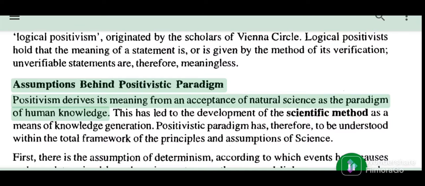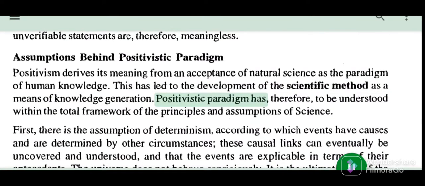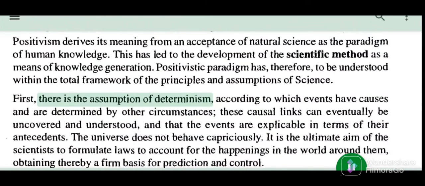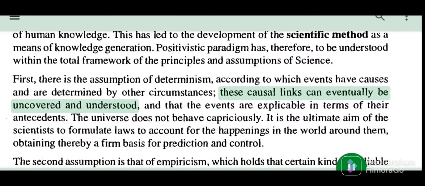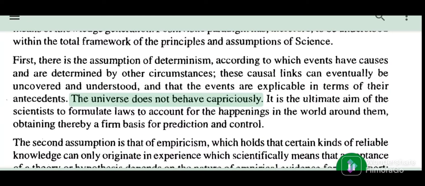Assumptions behind the positivistic paradigm. Positivism derives its meaning from an acceptance of natural science as the paradigm of human knowledge. This has led to the development of the scientific method as a means of knowledge generation. The positivistic paradigm has, therefore, to be understood within the total framework of the principles and assumptions of science. First, there is the assumption of determinism, according to which events have causes and are determined by other circumstances. These causal links can eventually be uncovered and understood, and the events are explicable in terms of their antecedents. The universe does not behave capriciously.